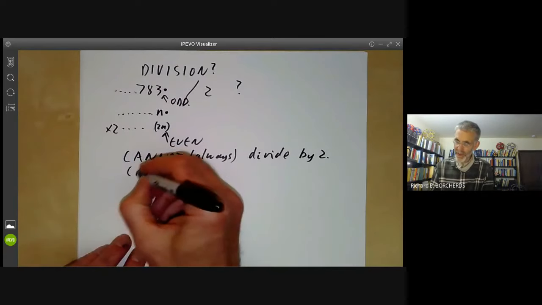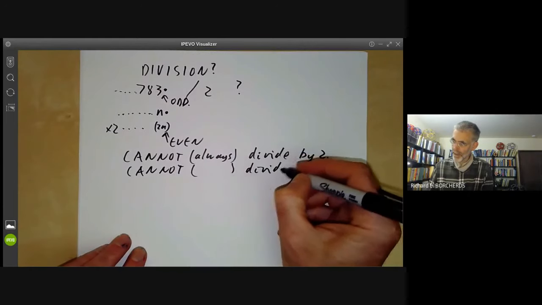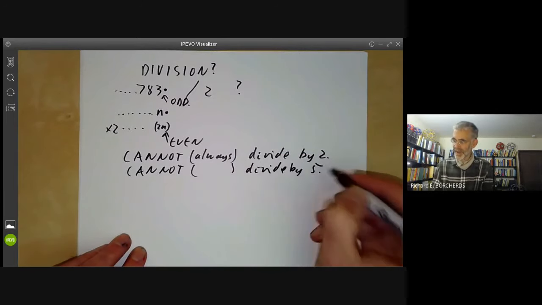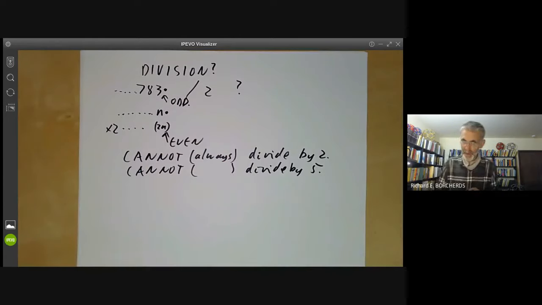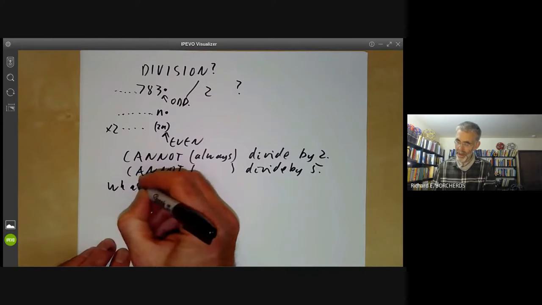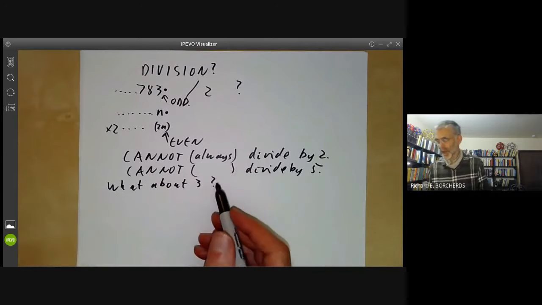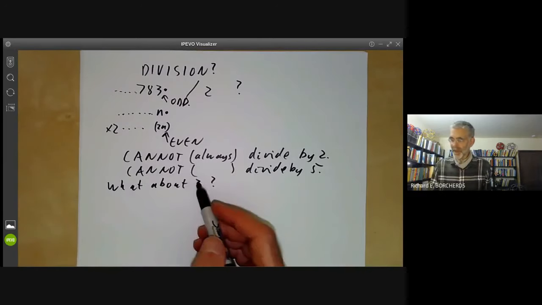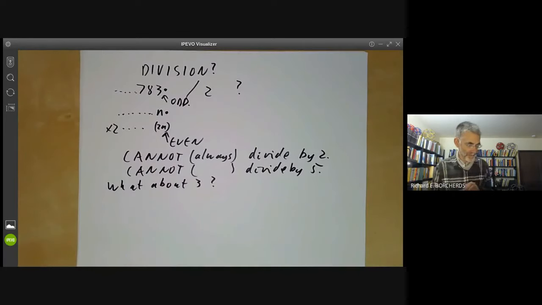Similarly, we cannot always divide by 5, because 5 times anything will have a last digit divisible by 5. What about 3? Well, this isn't so clear, because if we multiply the last digit by 3, it can be anything modulo 10.